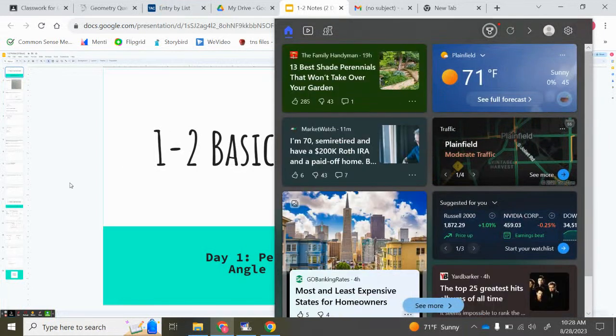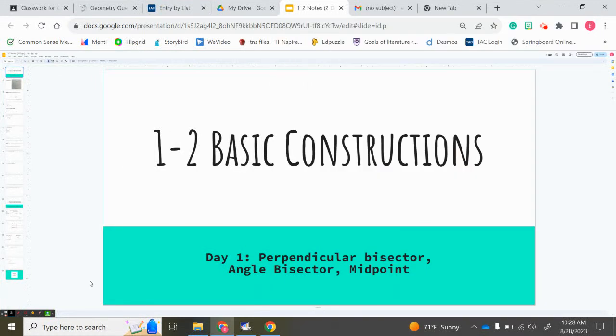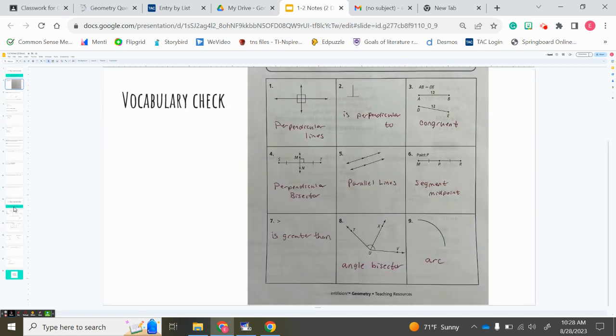Okay, so we are on day 1, and we're going to discuss perpendicular bisectors, angle bisectors, and midpoint. First thing is, take out that vocabulary. I want to make sure that we add this. Make sure we have all the correct answers for this, because these are things you are going to see very regularly.